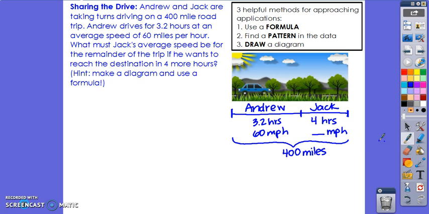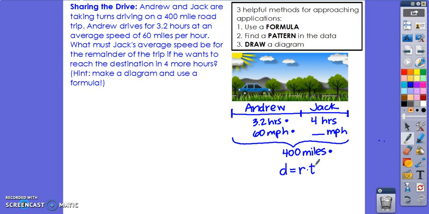And then maybe I would just ask you, do you guys know any formulas that relate time with speed and distance? That's what we have going on here. Did you say distance equals rate times time? Distance equals speed times time? I think that is probably the formula that's going to be useful. So we've got Andrew doing his distance, which we don't know, right?